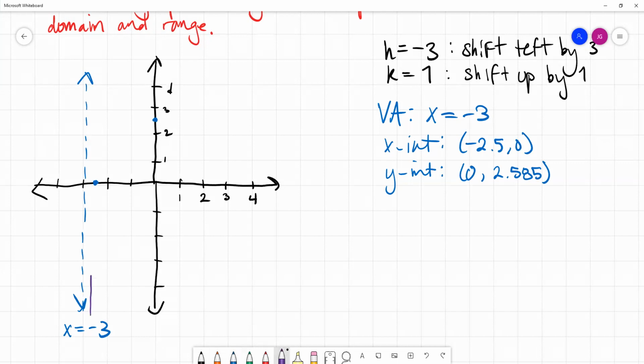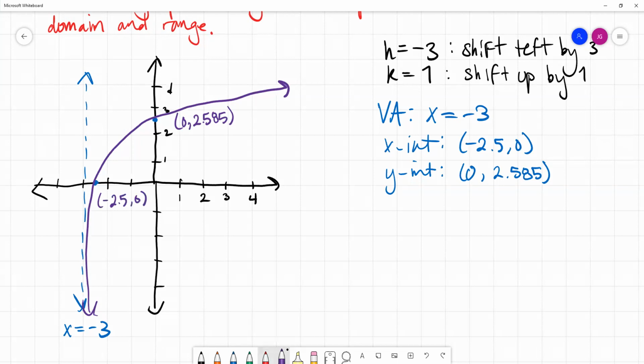It's going to follow that same shape. Aside from the intercepts, the rest of the shape of the graph doesn't have to be too perfect, as long as it has that logarithmic shape. Very cool. And so this intercept right here is (0, 2.585). And this one is (-2.5, 0).